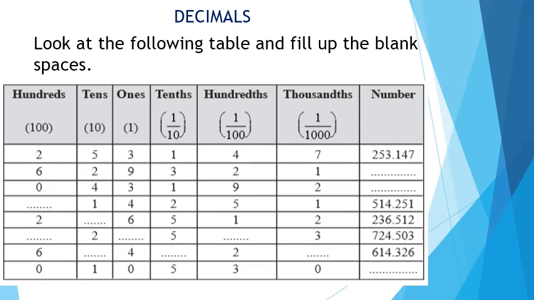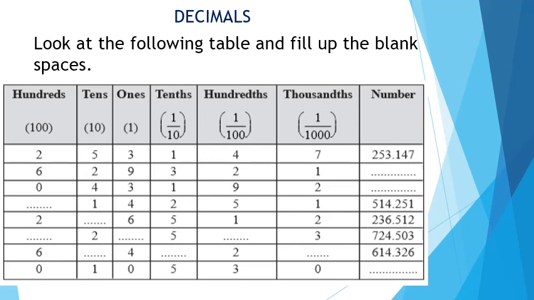Likewise, the second number will be 629.321, and the next number formed will be 43.192, and in the next place it is given the number formed is 514.251. The place in hundreds place we have to fill up. Which number will come over there? The number in the hundreds place will be 5.